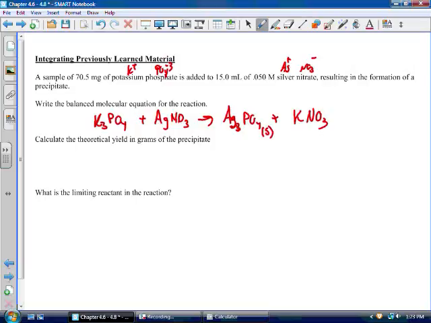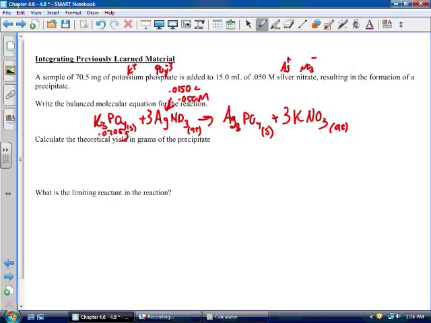This is going to be our precipitate, and we know that because the other one is an aqueous solution. This was an aqueous solution, and this was a solid to begin with. Now, we need to balance the equation, so put a 3 here and a 3 here, and our equation is balanced. All right, so the first thing we did is write our balanced molecular equation for the reaction. Now, what do we know? We know that we have 0.0705 grams of this, and for the silver nitrate, we have 0.0150 liters of a 0.050 molar solution.